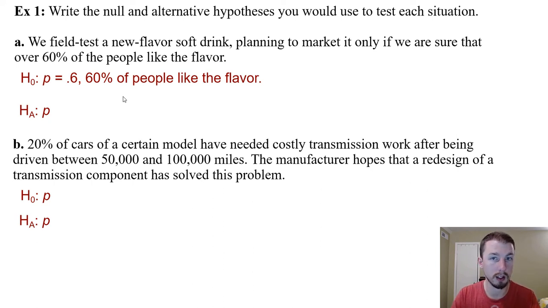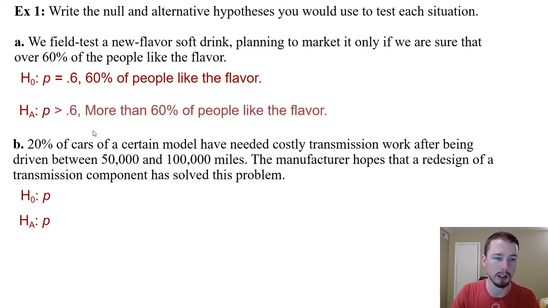Now that's not enough. We need to show that there's evidence that more than 60% does. So then our alternative would be that p is greater than 60%, or that more than 60% of the people like the flavor. So we're going to assume it's 60%, or assume innocent till proven guilty, right? We're going to assume only 60% of people like it until we have enough evidence to suggest that more than 60% of people like it, which would be our alternative hypothesis.